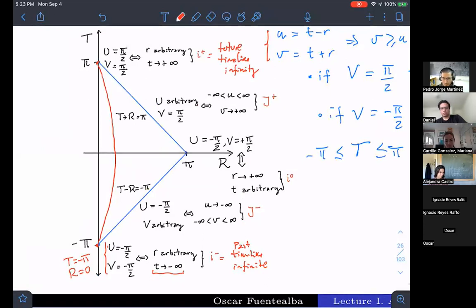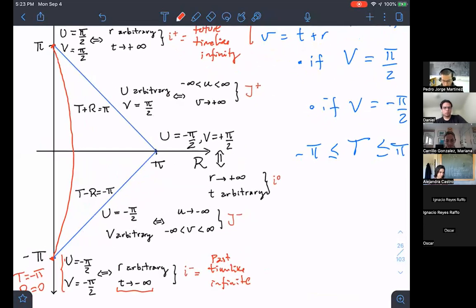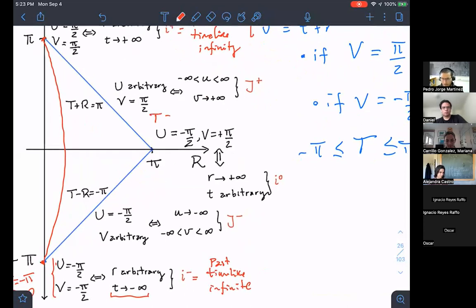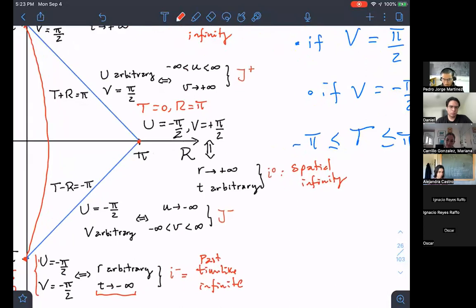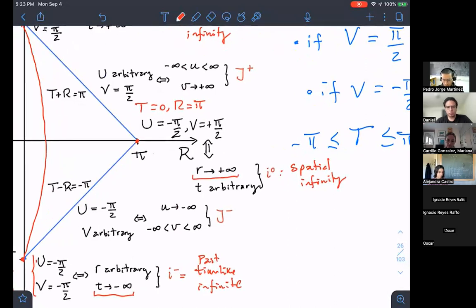Okay, another interesting point is the one where t is equal to 0, but r is equal to pi. This point corresponds to a point in this graphic, but it's not a point. It's really infinite points, as I will tell you in a moment. And this is what we call spatial infinity. Okay, and this is where r goes to plus infinity and the time is arbitrary.